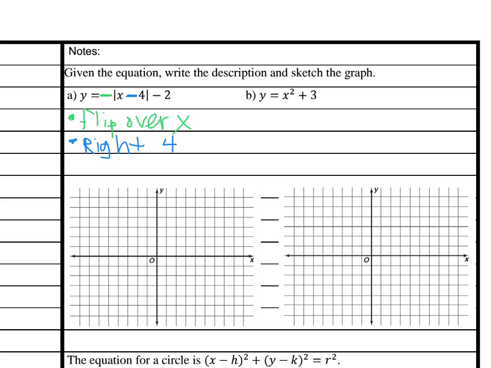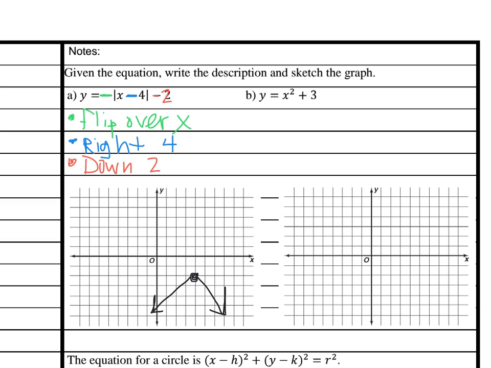And then on the end, outside of any parentheses or bars, we have that minus 2, so that tells us we will go down 2. To sketch a graph of this, we start at 0, 0, and we're going to go right 4 and down 2. So right there. That's where our vertex will be. Flip over x tells us it needs to open downwards instead of upwards.